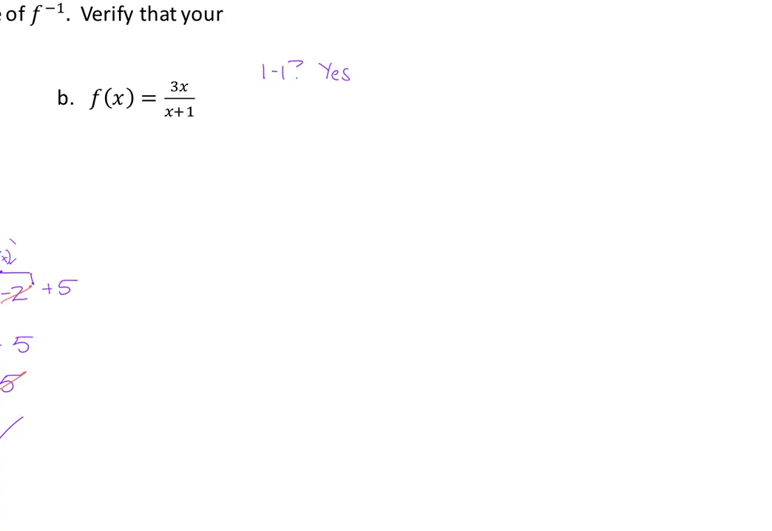So again, the first thing we're going to do is replace f of x with y. We want to flip our variables, and so we get x equals, and wherever we see an x, we're going to plug in a y. So we get 3y over y plus 1.